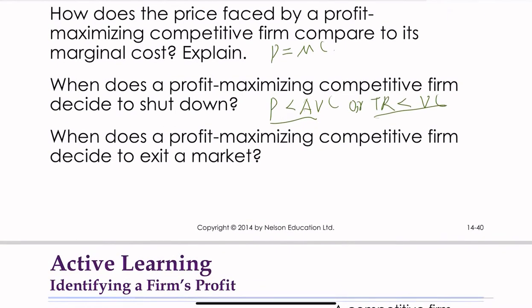When does a profit maximizing competitive firm decide to exit a market? Well, we know that price smaller than ATC, that's the exiting condition. Or you could use total revenue smaller than total cost. Again, these two conditions are the same.